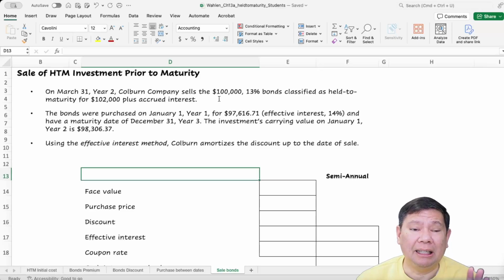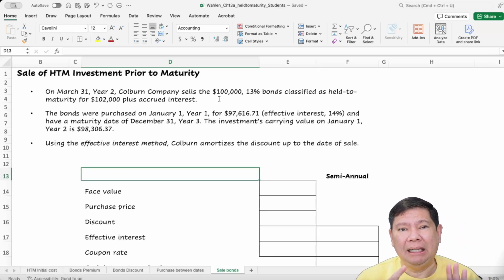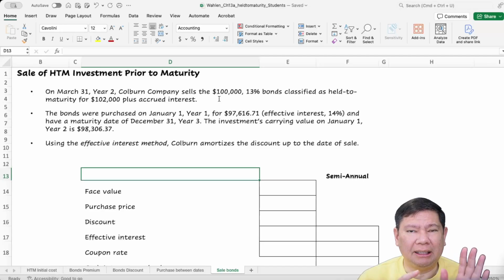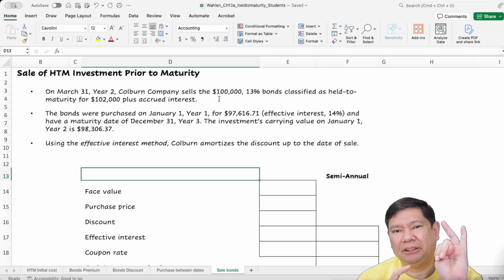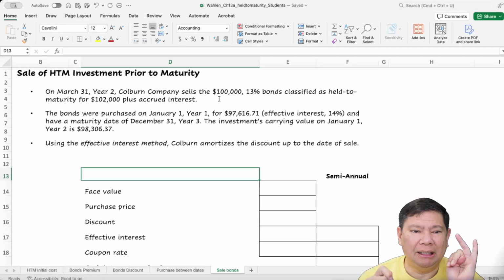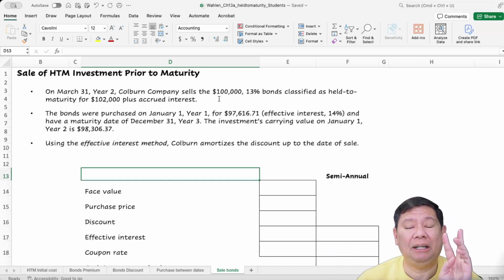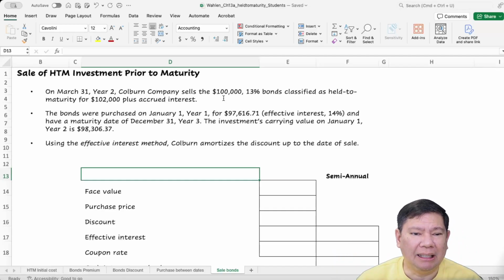So there is an accrued interest because the company sells it on March 31st, so January, February, and March. The next interest payment is on June 30th. So there is a 3-month accrued interest.